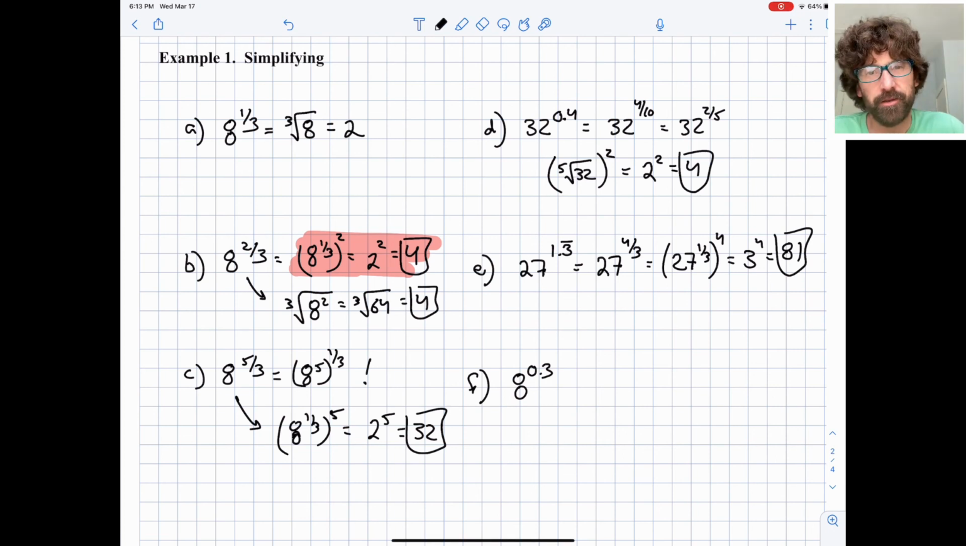And just want to know that you can do these in your calculator. So I encourage you, you can literally go 27 to the 1.33333333, type in a whole bunch of 3s, and you should get 81, or very close to 81 if there's a little bit of rounding involved.